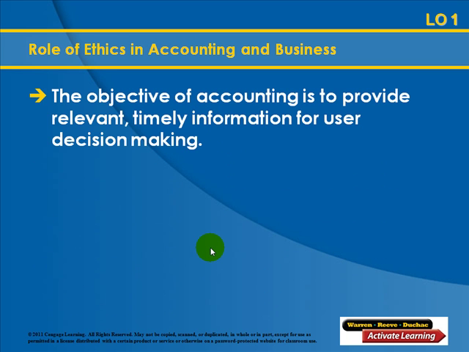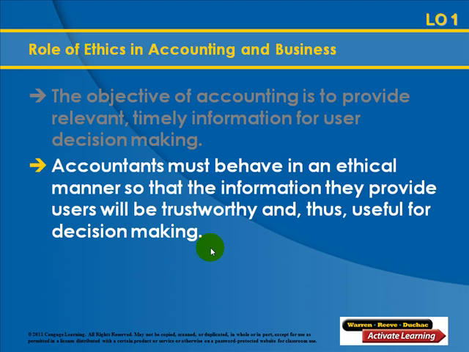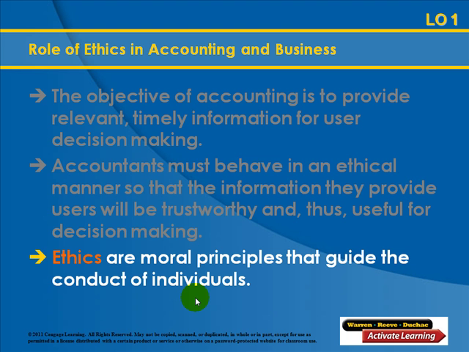The objective of accounting is to provide relevant, timely information for users' decision-making. Accountants must behave in an ethical manner so that the information they provide users with will be trustworthy and thus useful for decision-making. Ethics are considered to be our moral principles that guide the conduct of individuals. And as we all know, not everybody is very ethical. Accountants are held to a higher standard, just like lawyers are. So if you do something that's considered to be unethical, you basically ruin your career as an accountant. You have to be very careful about the things you do in accounting.